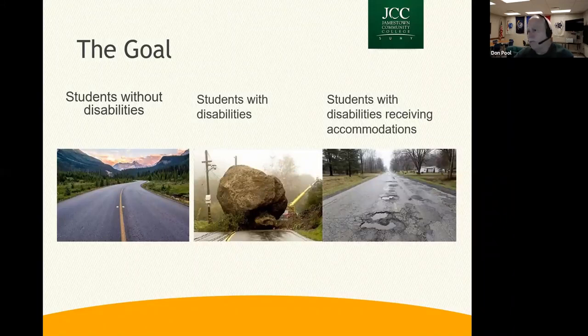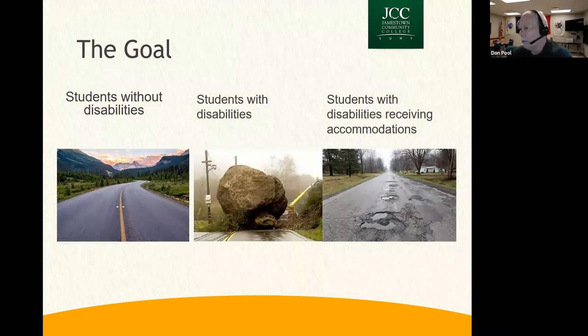The one to the far left is a very smooth, a little bit curvy, but very smooth road. This is the road or path to education that most students in general would take to get their education. And that doesn't mean it's easy, it's curvy and all that. But if you follow that road or that path, it's pretty clear how you're going to get to your destination.